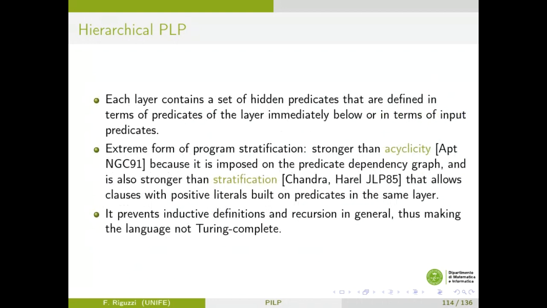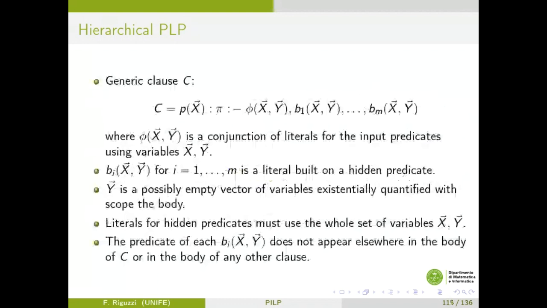So each layer contains a set of hidden predicates that are defined in terms of the predicates of the layer immediately below and are used in the layer immediately above. It's an extreme form of program stratification. It's stronger than acyclicity, because acyclicity is imposed on the atom dependency graph, while this hierarchical constraint is imposed on the predicate dependency graph, and is also stronger than stratification that is imposed on the atom call graph, but it allows recursive clauses, while this restriction does not allow recursive clauses, so it is not Turing complete, but it is often useful for representing knowledge.